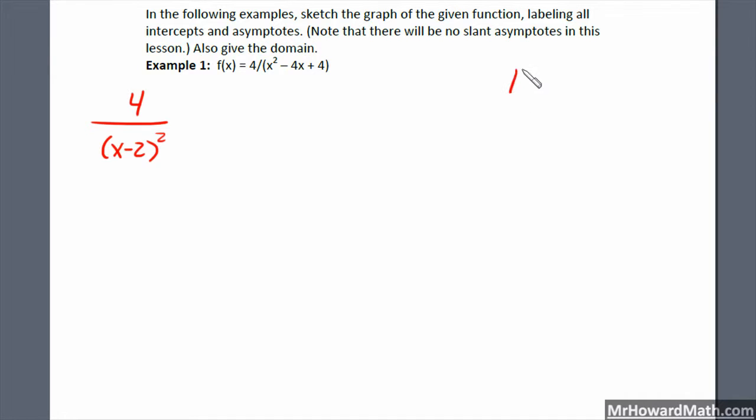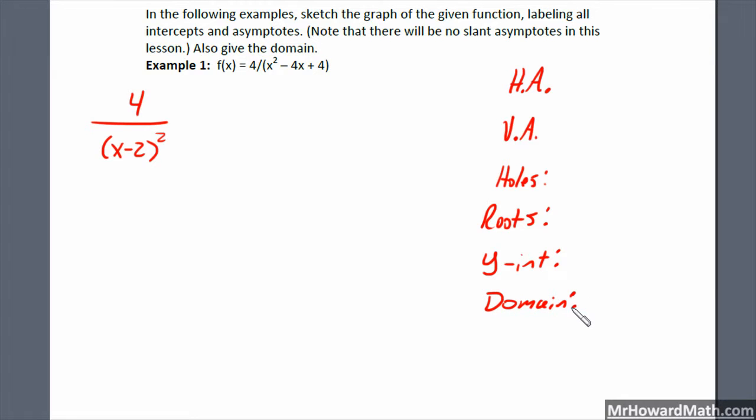So we'll need the horizontal asymptote. We'll need vertical asymptote, or asymptotes. We'll need holes in the graph. We'll need the x-intercepts or roots. And we'll need the y-intercept. Once we find all of those things, we'll do sign analysis from there to determine any other parts of the graph that we're not sure about. Also, they want the domain, so we'll list that as well. So we'll list all of those things each time.